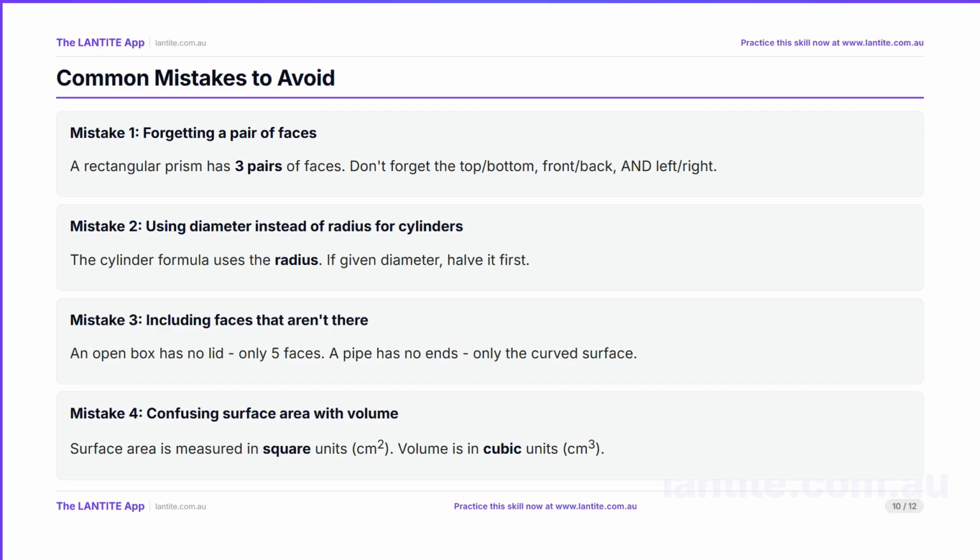Here are common mistakes. First, forgetting a pair of faces. A rectangular prism has 3 pairs, and it is easy to miss one. Second, using the diameter instead of the radius for cylinders. Always check and halve the diameter if needed. Third, including faces that are not there. An open box has no lid, so it only has 5 faces. A pipe with open ends has only the curved surface. Fourth, confusing surface area with volume. Surface area is in square units. Volume is in cubic units.